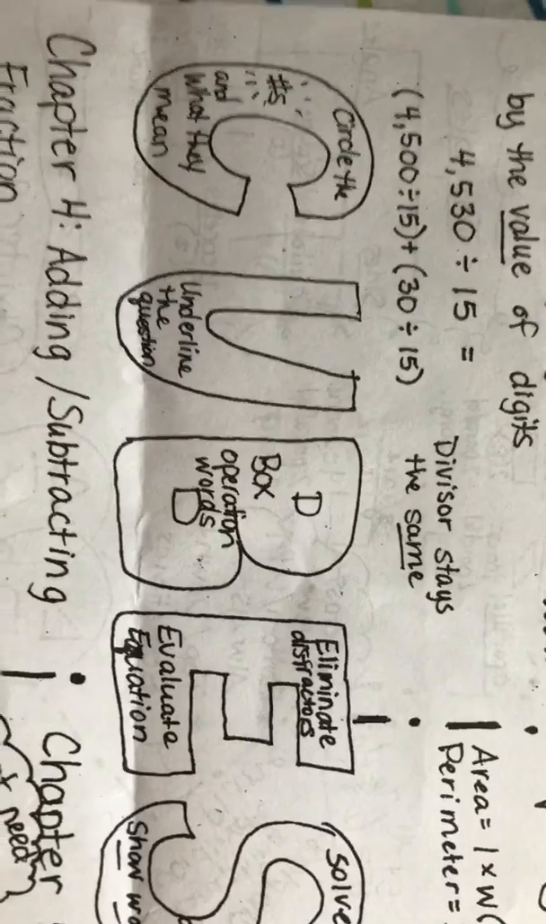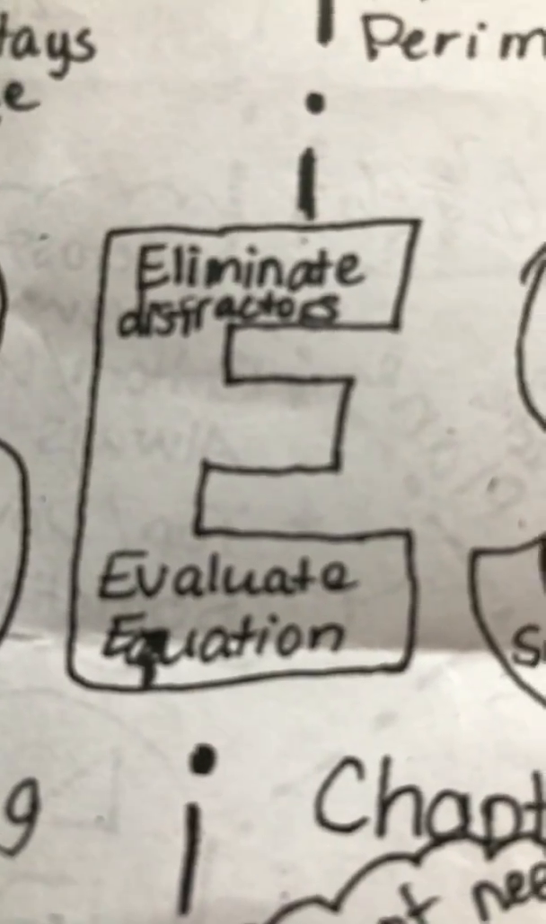There'd be 24 units inside. You don't have to have the 24 inside. Just realize that there's 24 units because 3 times 8 is 24. Always remember to use cubes. Circle the number, what they mean. Underline the question. Box the operation word. Eliminate any distractors. Evaluate an equation because you're going to solve and show your work.